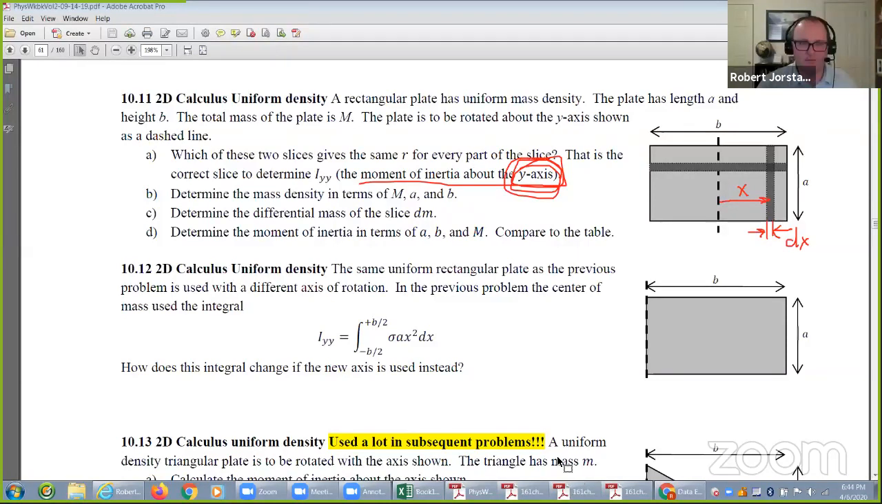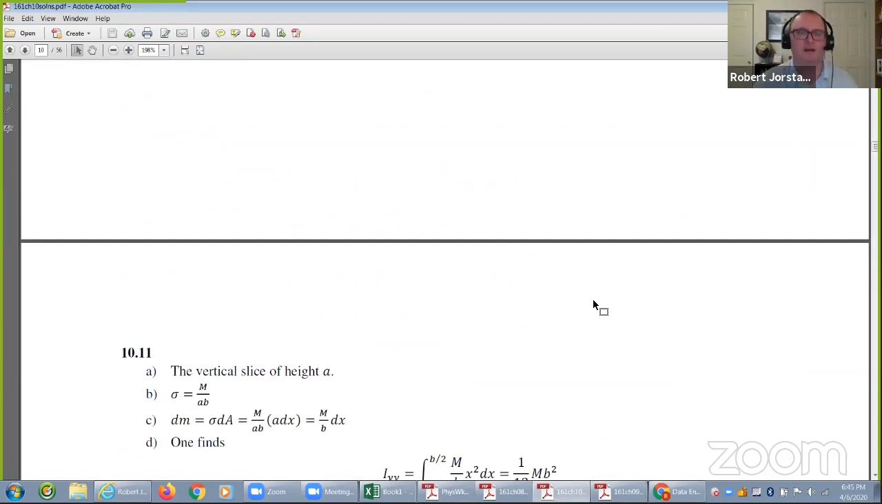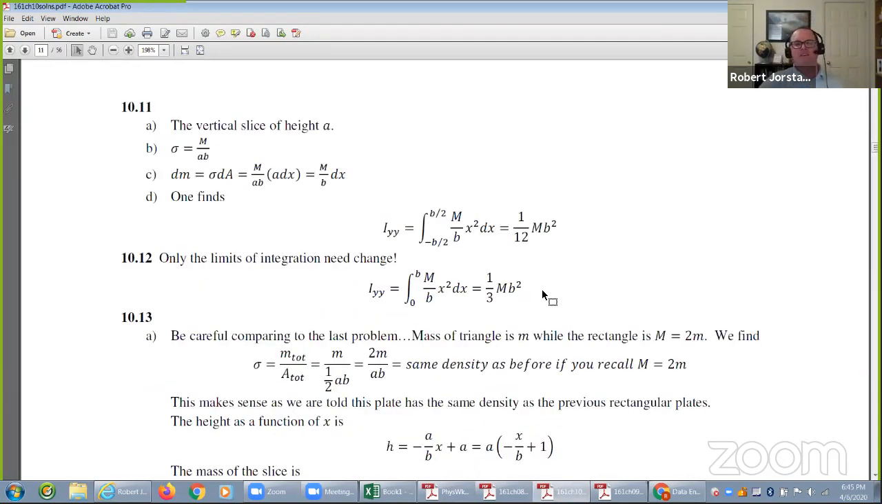So I'm looking at this. Let's figure out the mass density. Mass density is just mass over area. Get the mass of the slice. Let's just get to the solution so you can get out of here. I guess this is what I usually do on the whiteboard. It's the vertical slice of height A, and then sigma is mass over area.